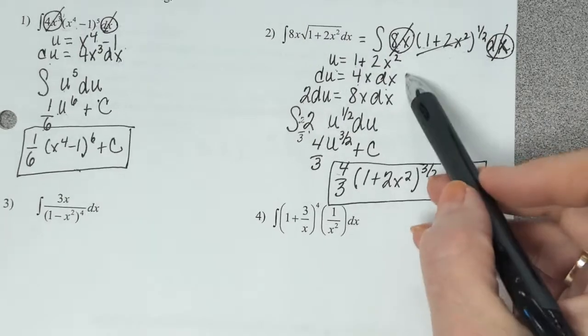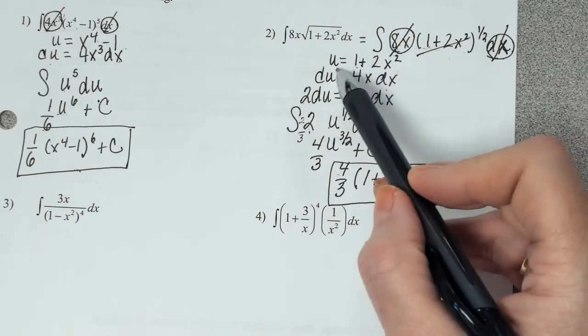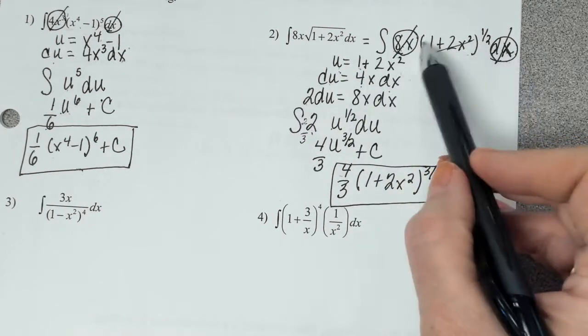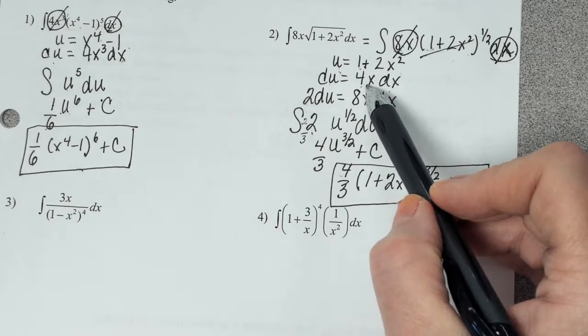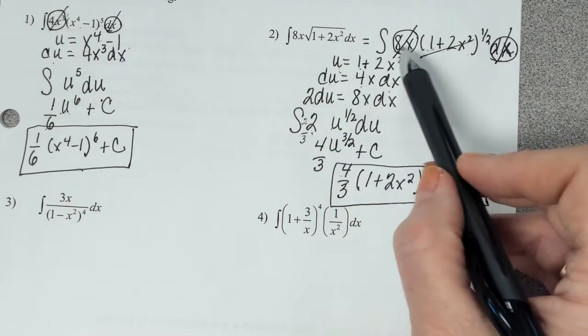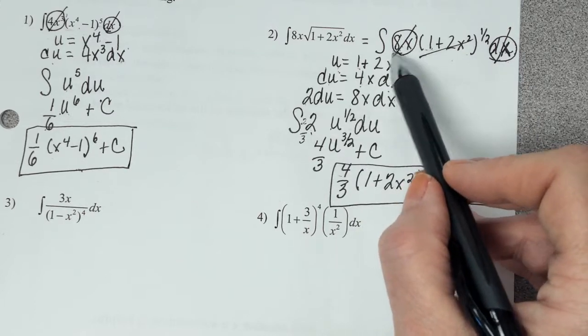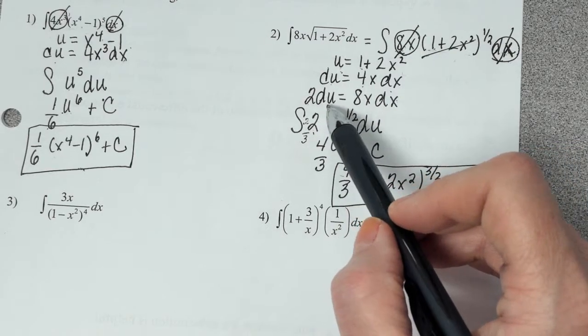So once again, look at the process. We find u. It's what's inside the parentheses. I take the derivative of u. If it doesn't match, then I have to think, what do I need to multiply it by to make it match? Well, I had to multiply it by 2 to get that 8x dx. So now instead of replacing with just du, I had to replace with 2 du. Okay?